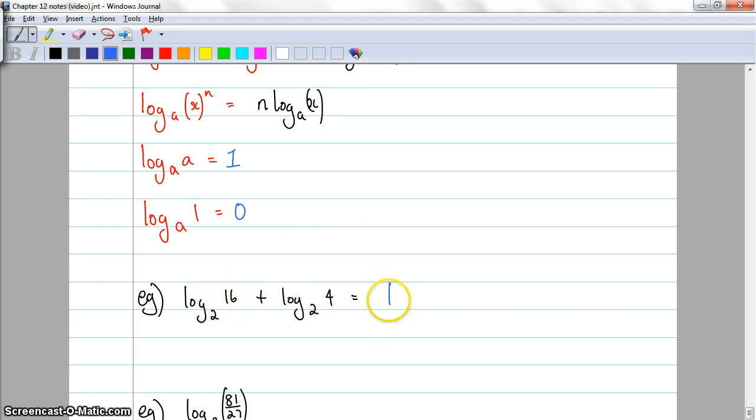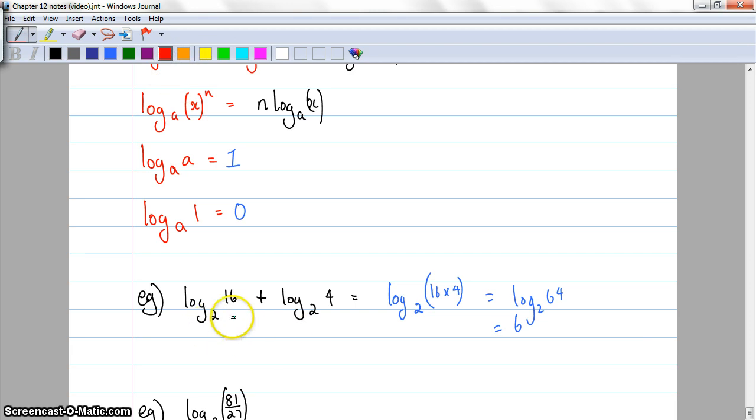So that becomes log 2 of 16 times 4. Now if you remember what that is, that's log 2 of 64. And what do I have to raise 2 to the power of to get to 64? That is going to be, let's just do it over here, 2 to the power of x equals 64. So 2 to the power of x equals 2 to the power of 6, I believe. So therefore, that answer should be 6. Okay, that's using the log laws.